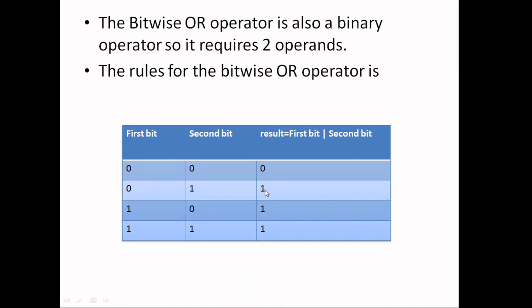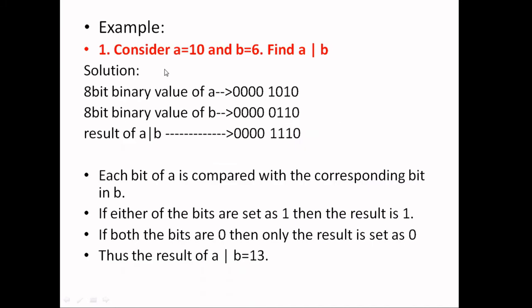That is, except where the first bit and second bit are 0, in all other cases, it will yield a result as 1. That means very simple. If any one of your bit is 1, the result will be 1. If both the bits are 0, the result will be 0. So let us understand through an example.